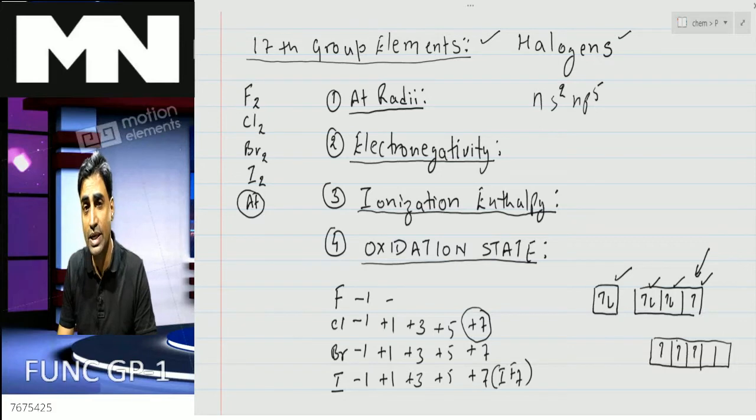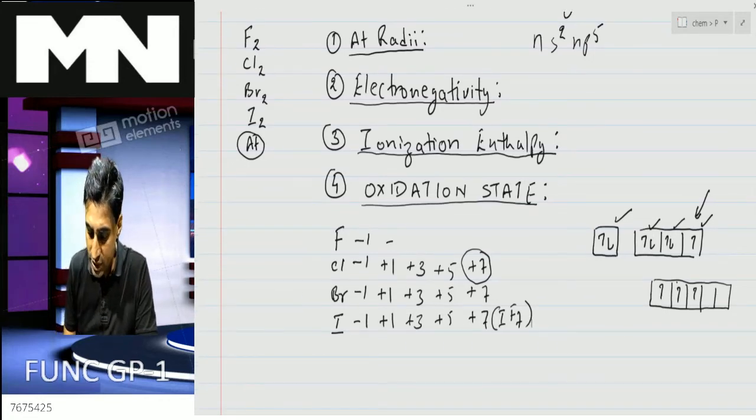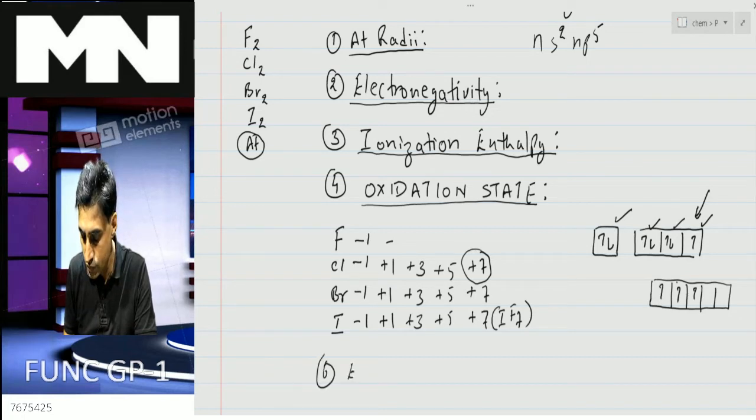So all of them can exhibit -1 oxidation state. Fluorine can exhibit only -1. The rest of the halogens, apart from -1, can exhibit an oxidation state of +1, +3, +5 and +7. After that, we'll see their elemental state.